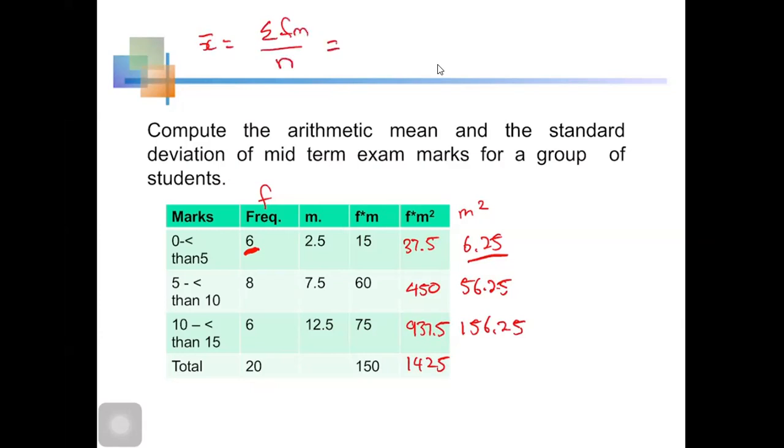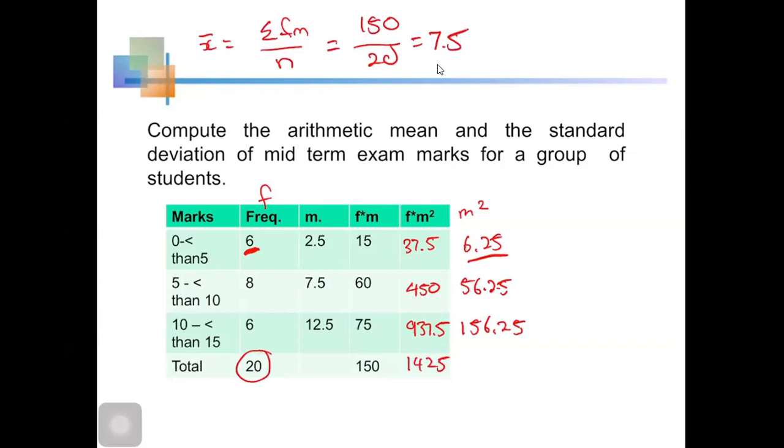To calculate our mean, it will be sum of Fm divided by n. So sum of Fm is 150 divided by total frequency is 20. So 150 divided by 20 is 7.5. Okay, 7.5.